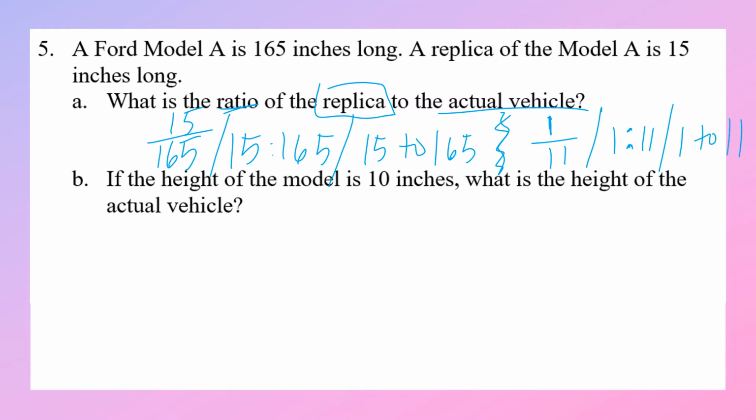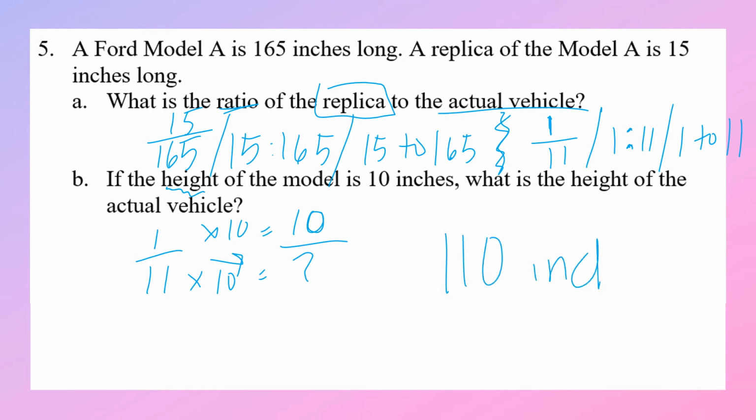Okay, so for B, now we're talking about the height, but given the information above, we already know that the ratio is 1 to 11. So if my ratio is 1 to 11, and I'm trying to figure out a height with 10 inches, what is the actual vehicle's height? I know 1 times 10 equals 10, so I need to do 11 times 10 to get 110 inches for the height. And that is just using the ratio that we found in that first question in order to find out what the height is.